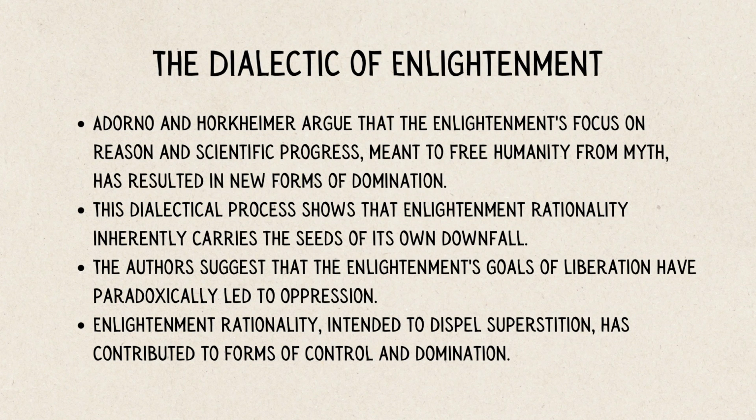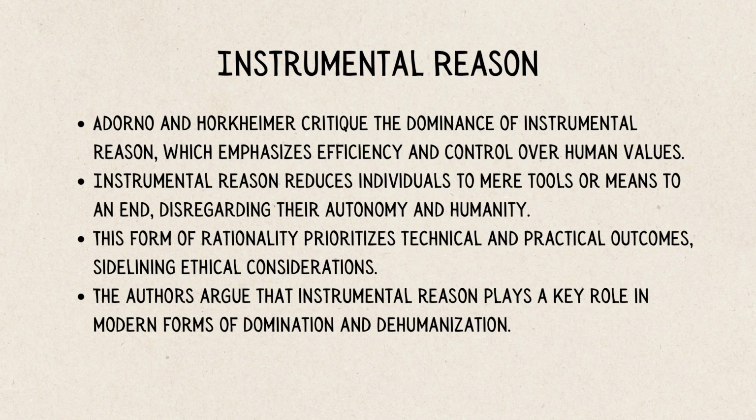Adorno and Horkheimer argue that the Enlightenment's emphasis on reason and scientific progress, while initially aimed at liberating humanity from myth and superstition, has led to new forms of domination. This dialectical process reveals that Enlightenment rationality contains the seeds of its own destruction. The authors critique the dominance of instrumental reason, which prioritizes efficiency and control over human values and ethical considerations. This form of rationality reduces individuals to mere means to an end, stripping them of their autonomy and humanity.